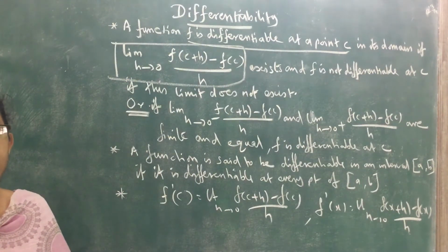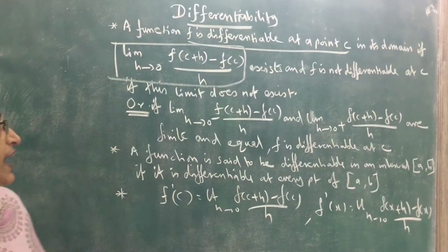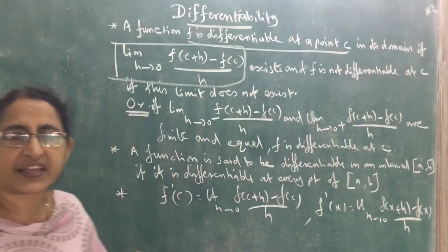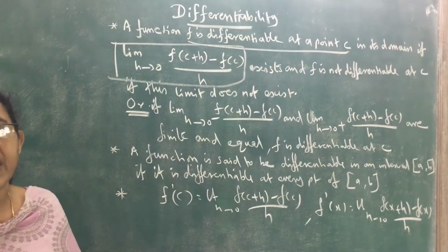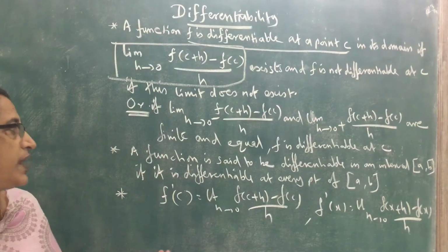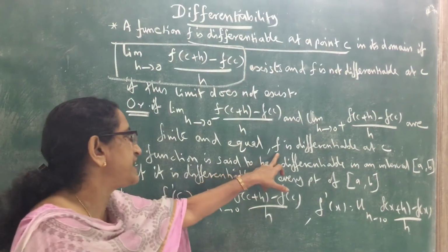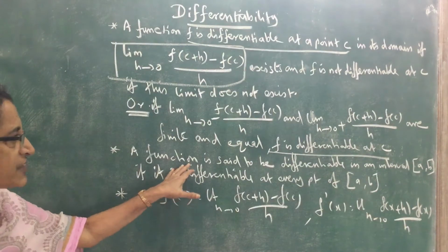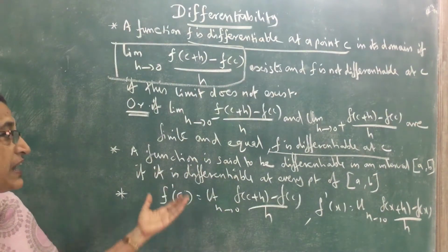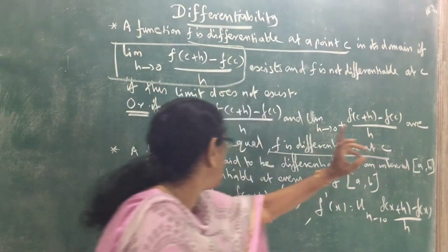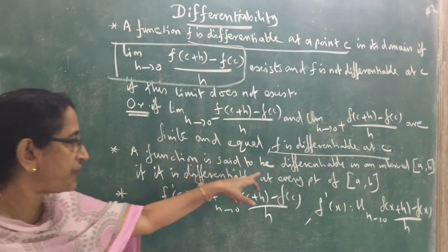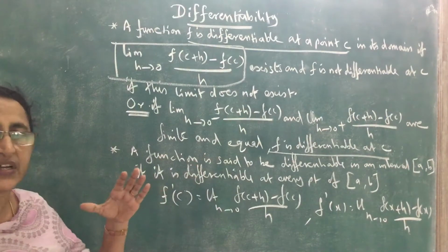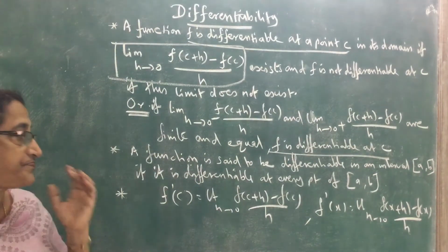So to check the differentiability at the point c, we have to find this left limit and right limit, and check whether they are finite and equal. If they are finite and equal, then we can say that f is differentiable at the point c. Now, a function is said to be differentiable in the closed interval [a, b] if it is differentiable at every point of that closed interval [a, b]. That is the definition of differentiability in an interval.